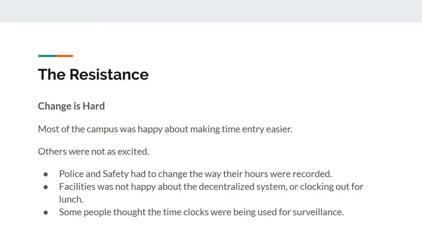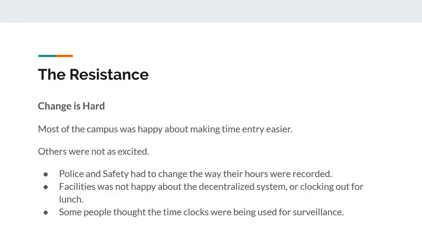So I'm going to switch gears just for a little bit to give some context about future slides and talk about a little bit of resistance that we had on campus. Most of the campus was happy about moving to the time clock system. It was going to make life a lot easier for a lot of people, especially the administrative assistants. But some departments weren't real happy about it.